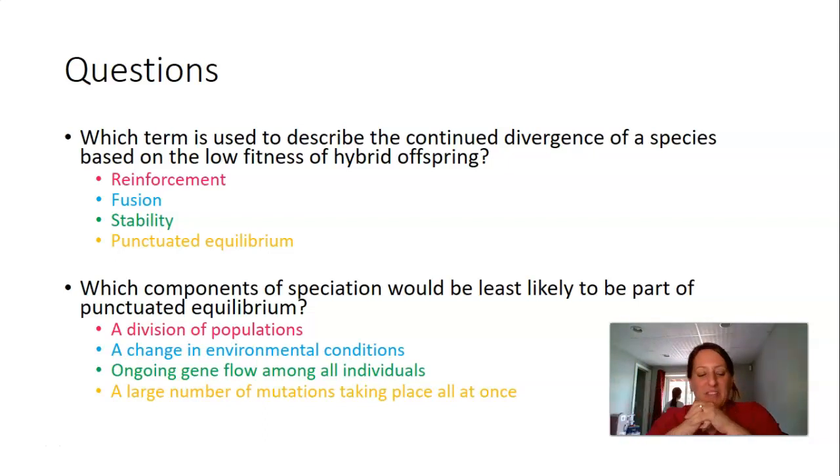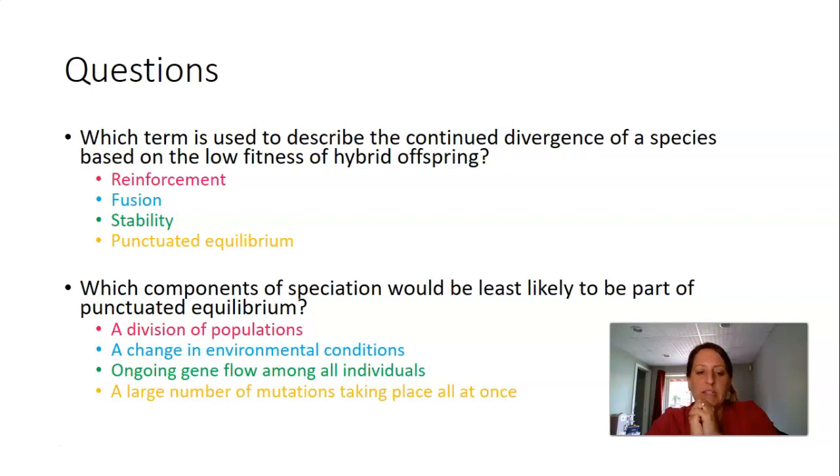Last question. Which components of speciation would be least likely to be part of punctuated equilibrium? So you have a population and it divides. Would that lead to punctuated equilibrium? Can it lead to punctuated equilibrium? Or a sudden change in environmental conditions? Would that lead to punctuated equilibrium, or could it?